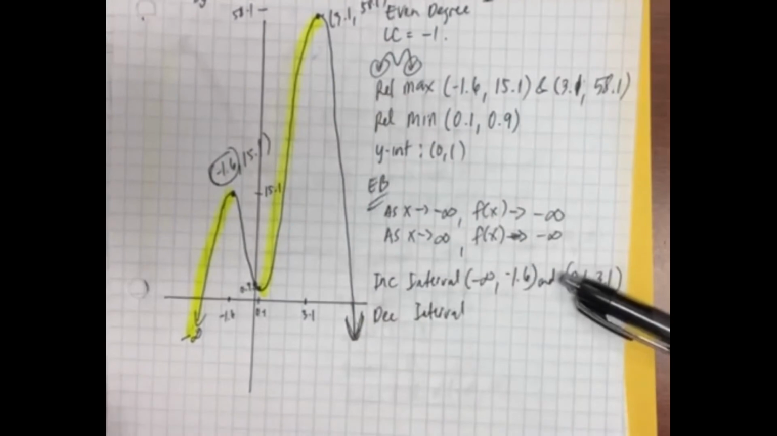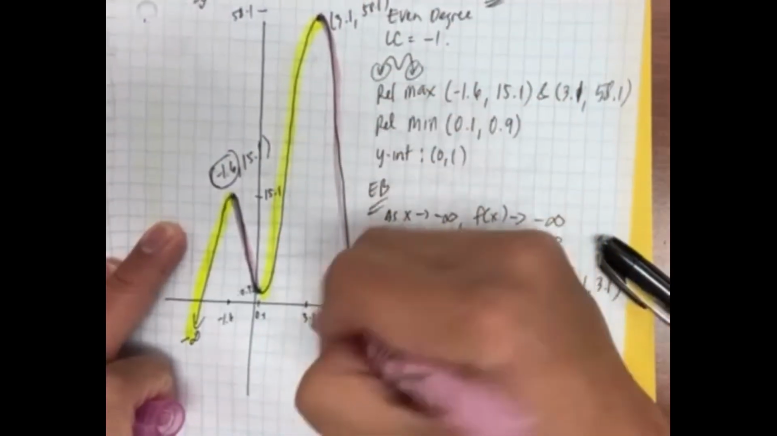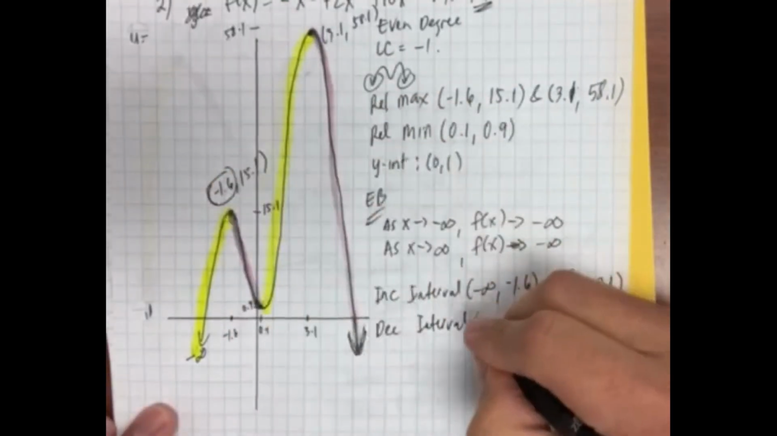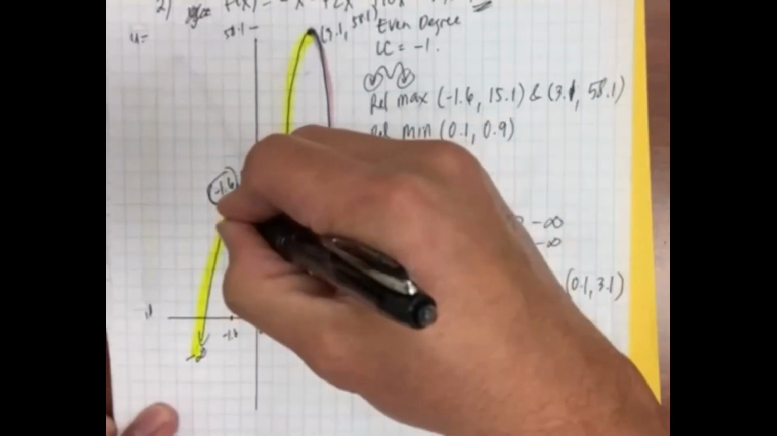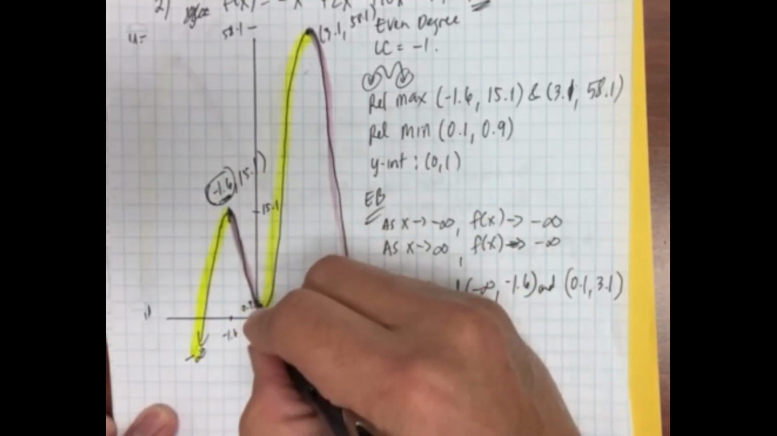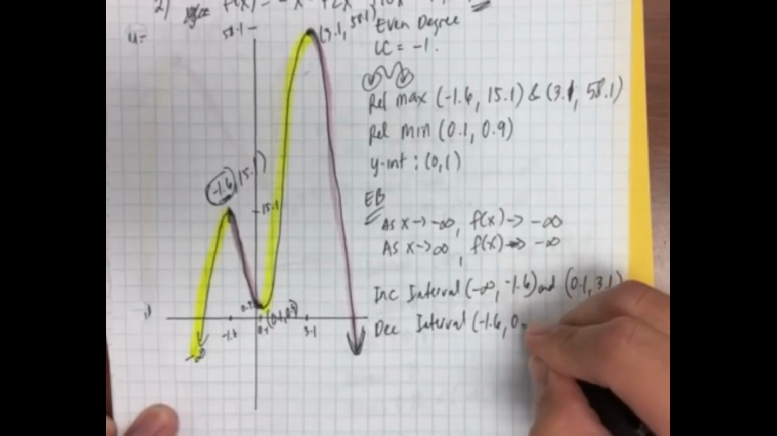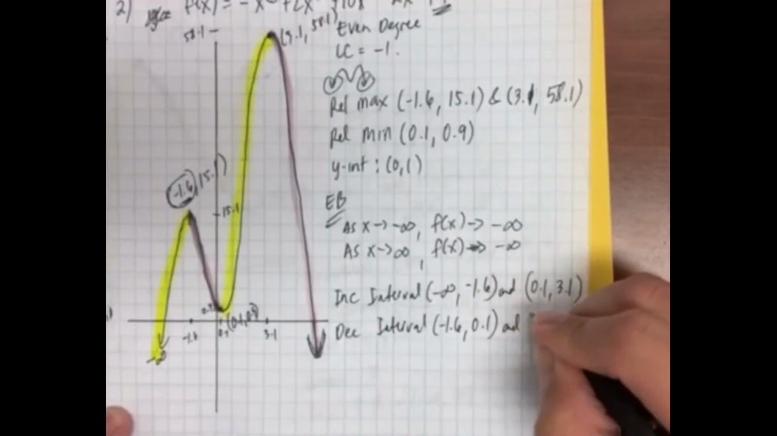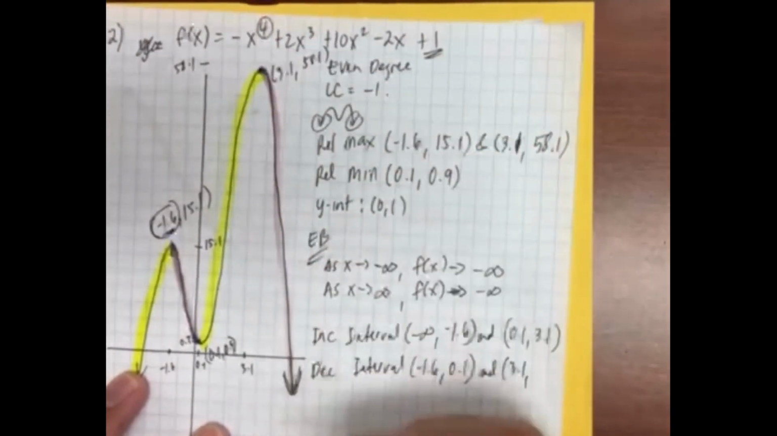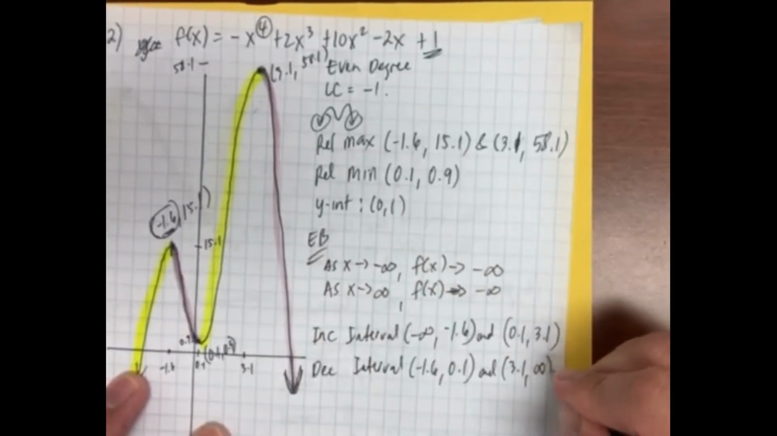While decreasing, it's going down right here and right there. The decrease started at negative 1.6 because that's the x value there. What's the x value here? This is 0.1, 0.9. So that's going up to 0.1, parenthesis. And the x value here is 3.1, going further to the right side, to positive infinity.